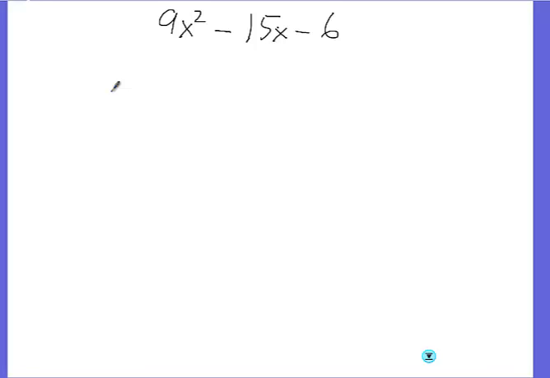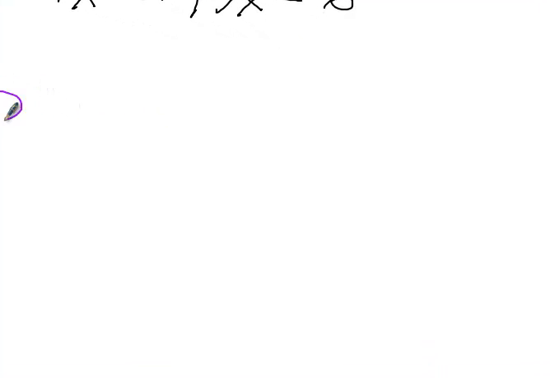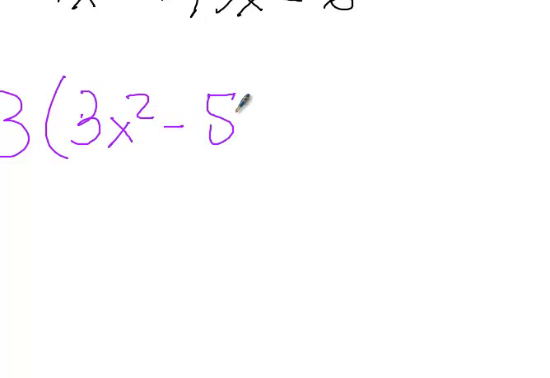Whenever you factor, you have to pull out a GCF first. If you can, you must do it. If you can't, oh well, you keep going on. So the GCF between 9, 15, and 6 is actually going to be a 3. So when you factor out the 3, you're left with 3x squared minus 5x minus 2.